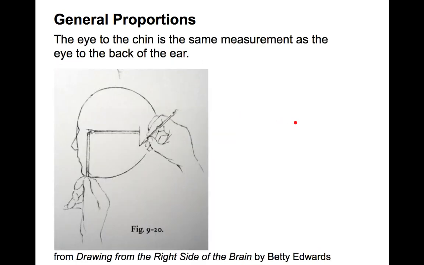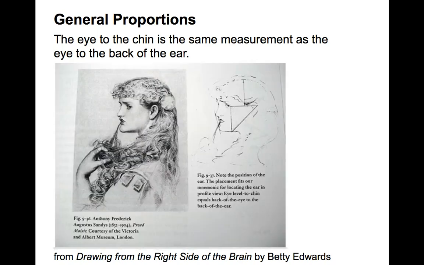This shows you that eye to the chin is equal to eye to the back of the ear, which is a very useful measurement for profile drawing. This is from Drawing on the Right Side of the Brain. Another drawing from Drawing on the Right Side of the Brain showing the exact same thing, but put in place in a drawing from an artist.